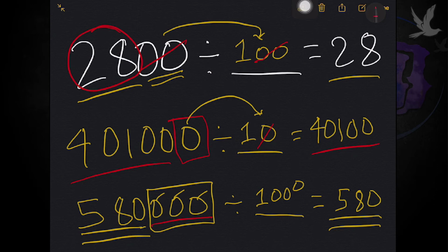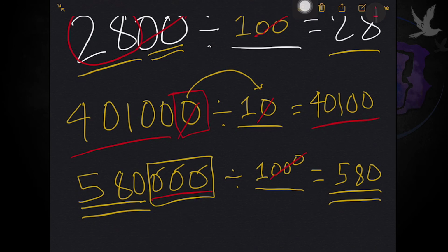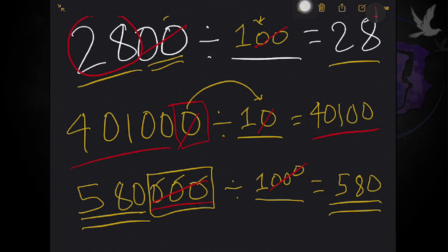Canceling one zero will lead us to the same answer. Canceling three zeros will leave us with the same answer. So this is technically the reverse process of what you have learned earlier.